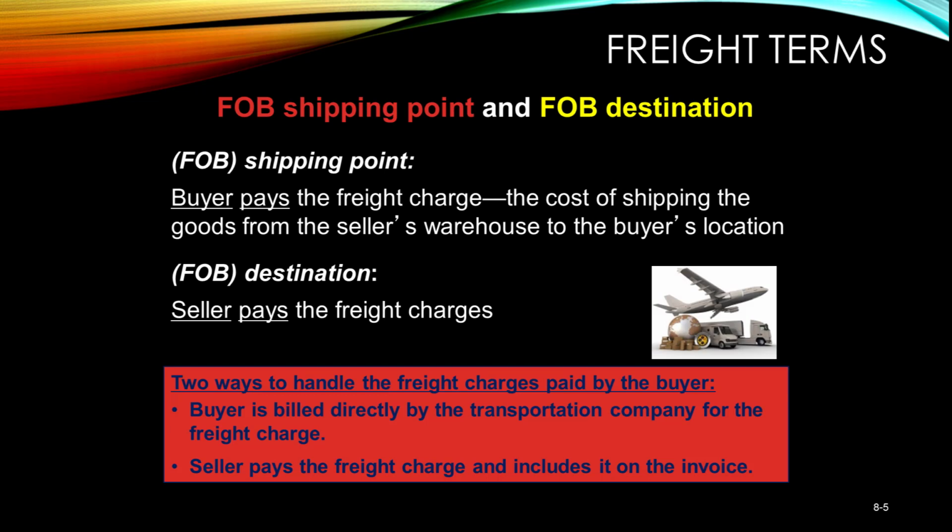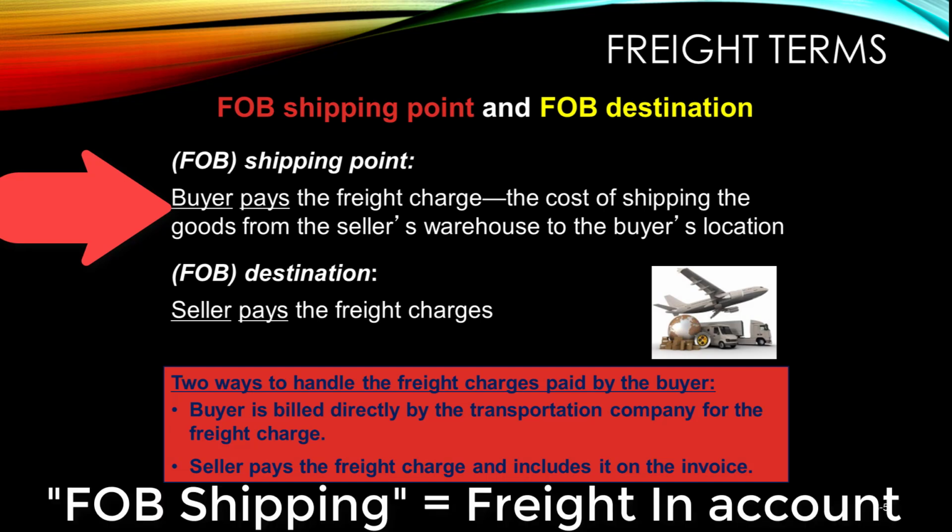Just like invoices have payment terms, companies also have different freight terms. The two major freight terms are FOB shipping point and FOB destination. FOB, or free on board, shipping point means that the buyer pays the freight charge. That would be the cost of shipping it from the seller's warehouse to the buyer's location. This is the most often used in terms of sale. FOB shipping costs will be debited to the new account called freight in.